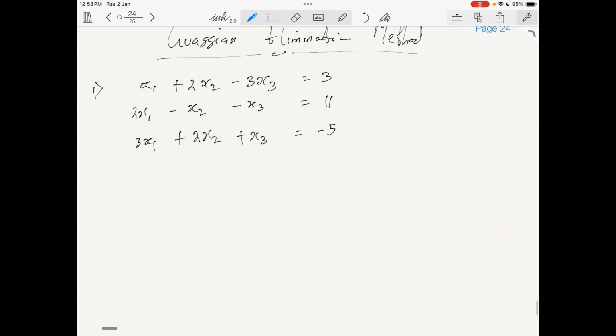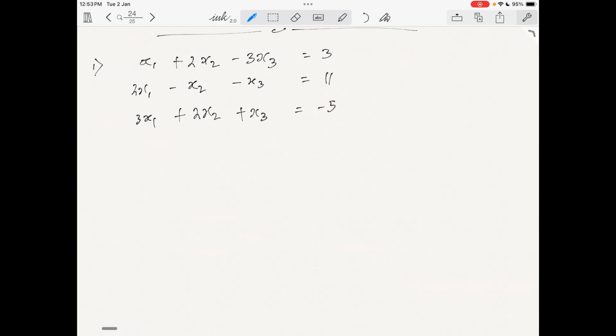Now, to go further using the Gaussian elimination method, the first thing is to rewrite the individual coefficients of x1, x2, x3 in the form of a 3 by 3 matrix. So this will be multiplied by the column of x1, x2, x3, which will be equal to 3, 11, and minus 5.